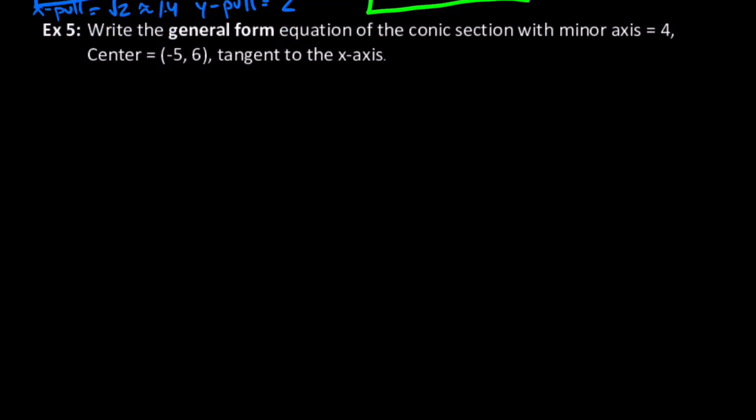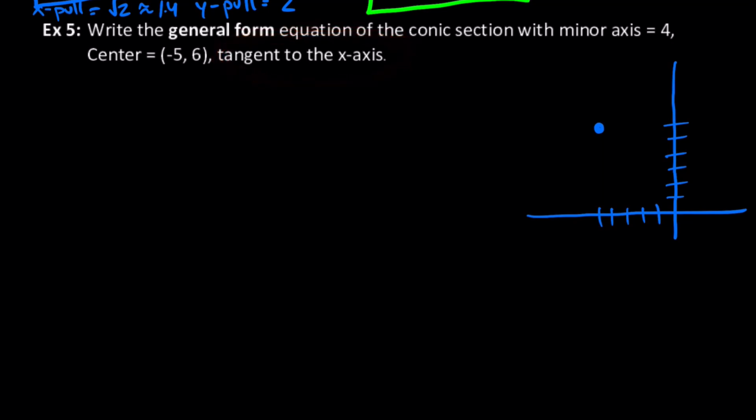Example 5, write the general form equation of the conic section with a minor axis equal to 4, center at negative 5, 6, tangent to the x-axis. I don't really have an idea of what's going on here, so let's make a quick sketch. I know the center is negative 5, 6. Let's start there. Negative 5, 1, 2, 3, 4, 5, 6. So there's your center. The minor axis is 4, and it's tangent to the x-axis.